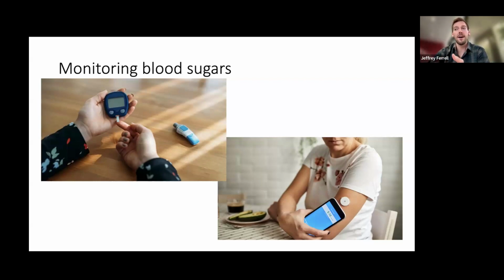It can say, hey, you're going down quickly or you're going up quickly. And it's a really great tool. Often you can just use your phone to get the reading off the CGM, and they can last anywhere from 10 to 14 days. So quite valuable in that aspect.